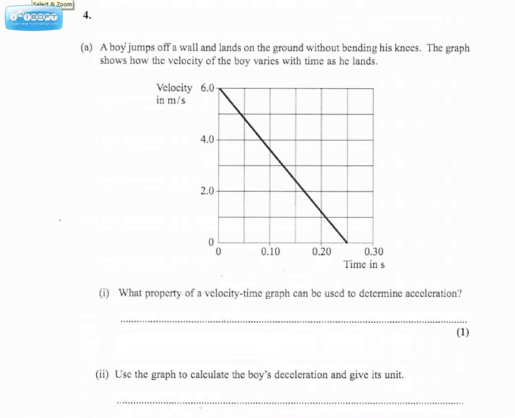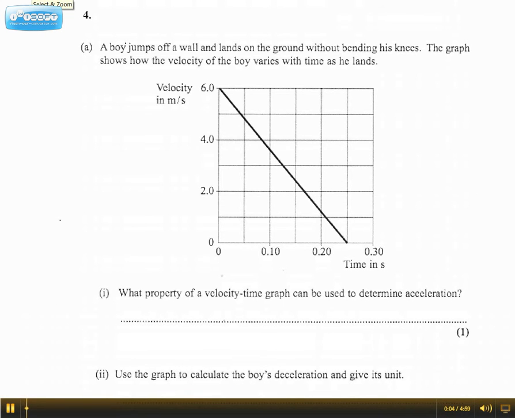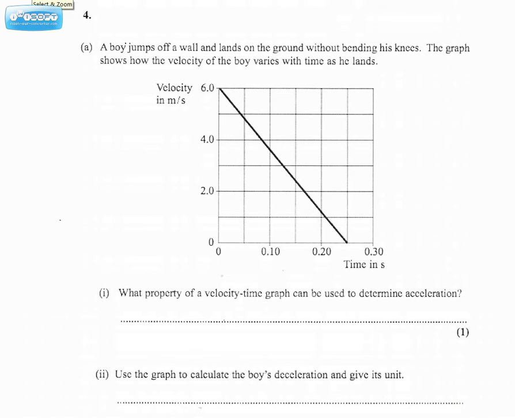Question on a velocity time graph, and we've done a lot of work on this already, so this question will really help to hammer home some of the things we've talked about in the past. Okay, so we've got a boy jumping off a wall who lands on the ground without bending his knees, and the graph shown here shows how the velocity of the boy varies with time as he hits the ground.